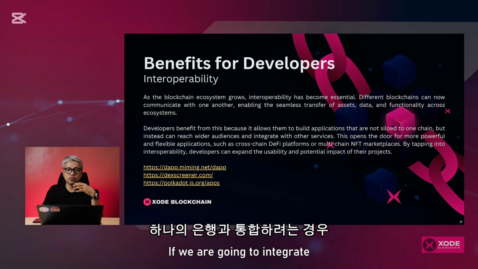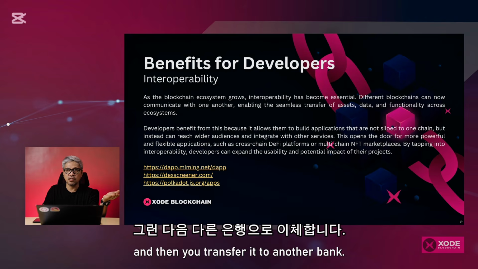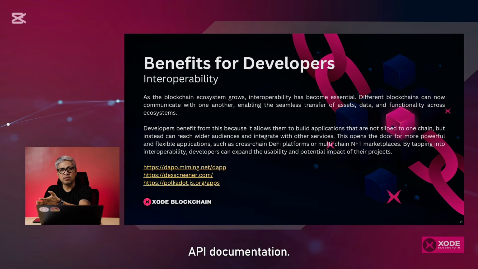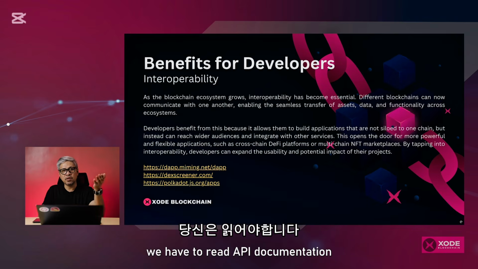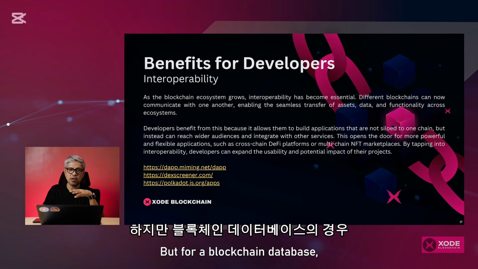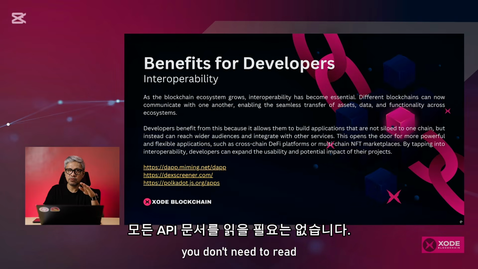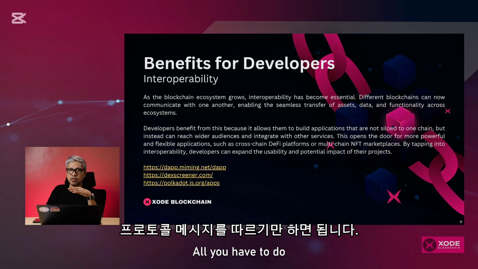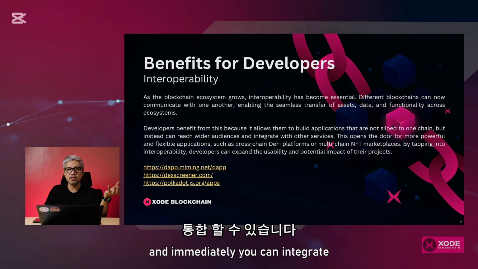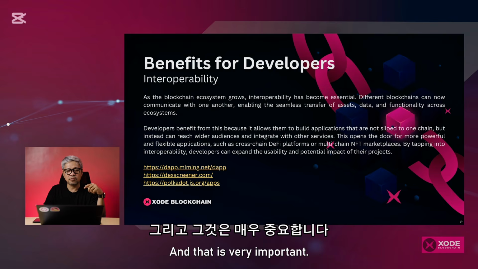Not like what we are doing right now. If you are going to integrate with one bank, you have to read all your API documentation, and then if you transfer to another bank, you have to read another API documentation. So for every database, you have to read API documentation in order to integrate. But if the banks are using a blockchain database, you don't need to read all the API documentation. All you have to do is follow the protocol messaging and immediately you can integrate with their blockchain database. And that is very important.